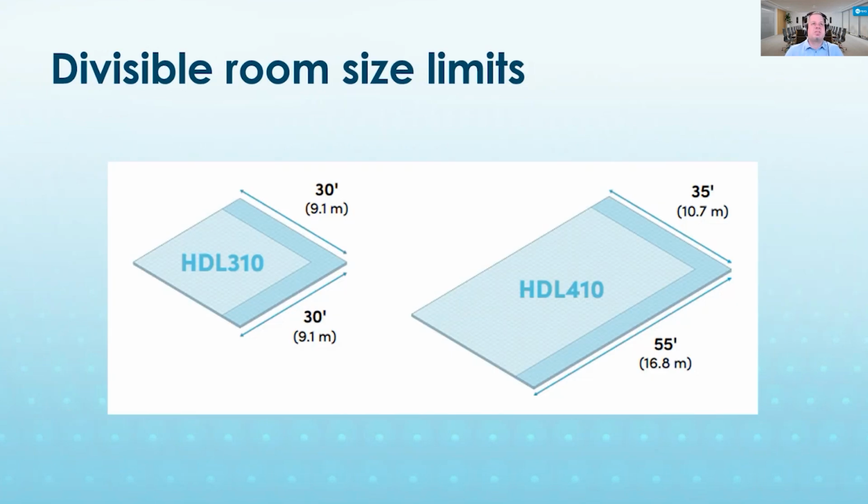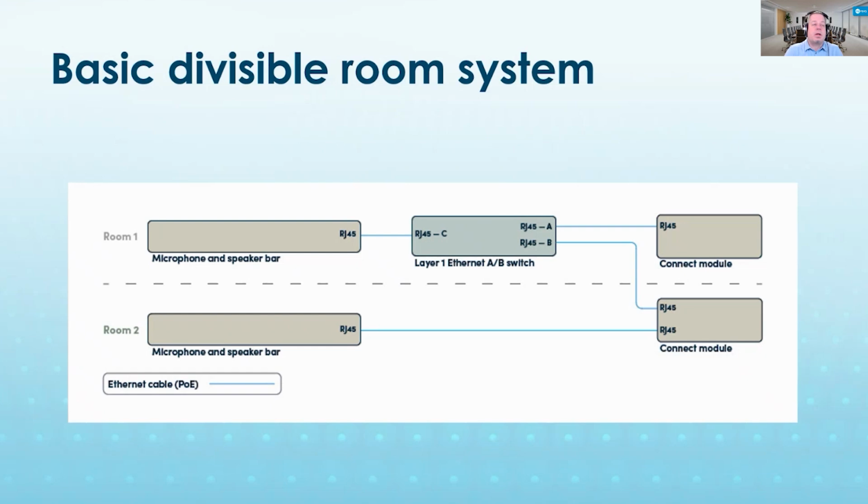Now, when we talk about rooms, well, let's talk about room size. If you're not familiar with the HDL 310, it covers a space of about 30 by 30 feet. Conversely, the 410, the dual bar system, will reach up to about 55 by 35 feet. Now, sometimes we can step a bit beyond that. I'm going to explore that a little bit later, as I had alluded to at the beginning, but we're not going to touch on that right yet. However, just take away that these are generally the two room sizes that we're working with in terms of maximum dimensions. And how do we make this happen?